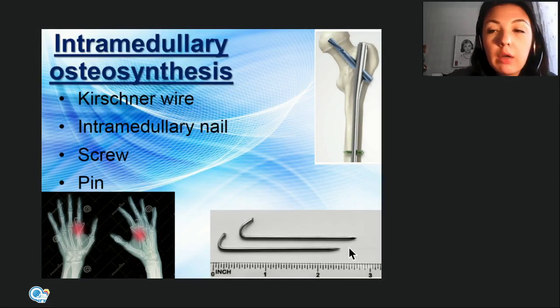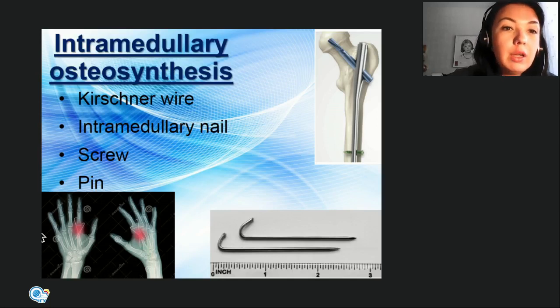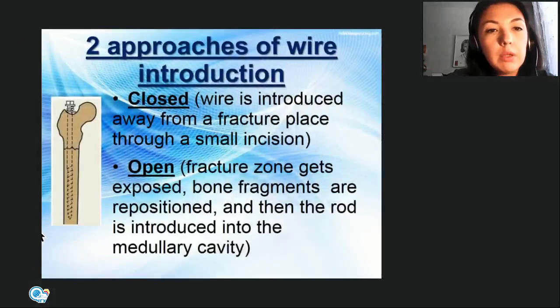The Kirschner wire was invented by a great German surgeon. It is used in case of fracture of small bones, like bones of the hand, for example. And certainly you understand that these are all metals, and they will be visible in X-ray pictures. I hope at our practical classes we will see some of them.